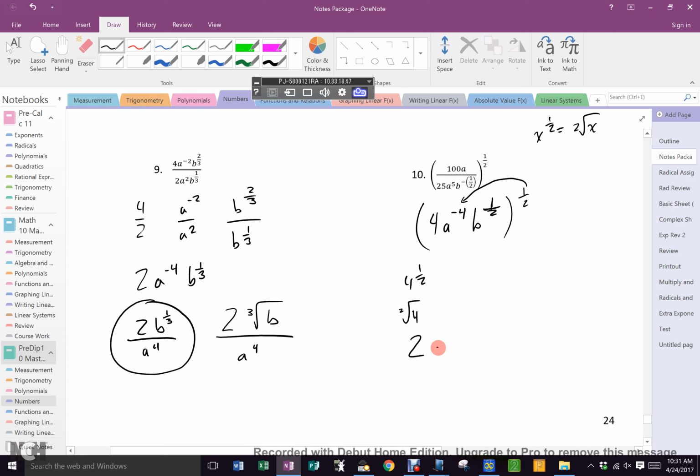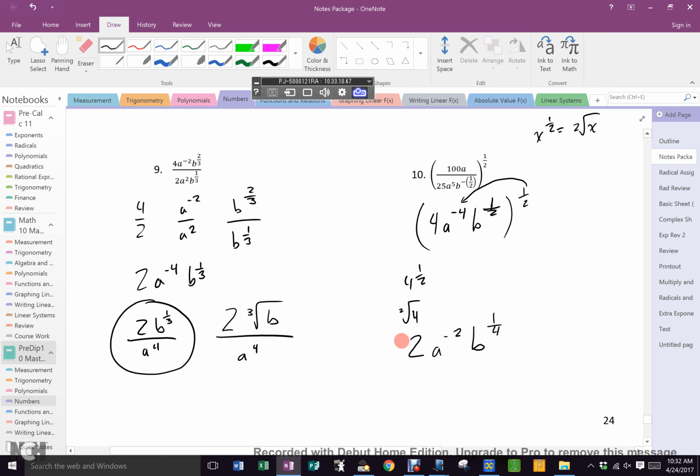Negative 2. A to the negative 2. B, what's 1/2 times 1/2? 1. So close. Oh, 1. 1/4.